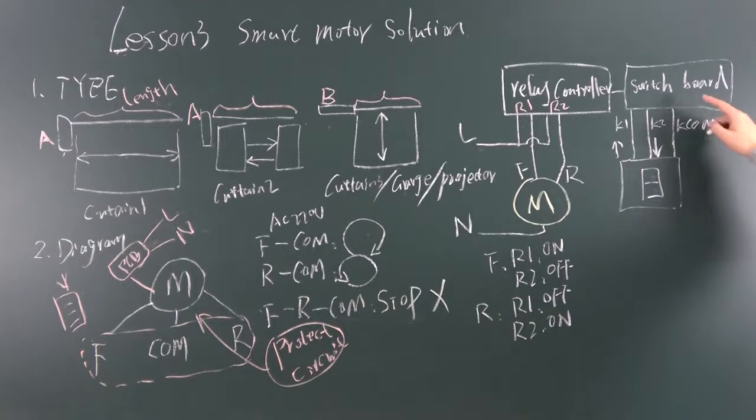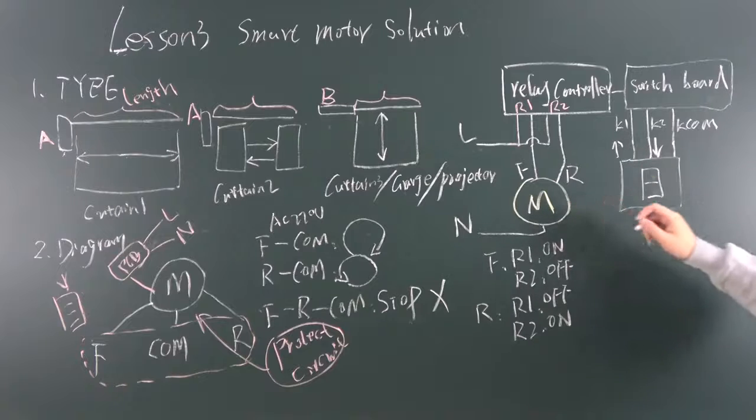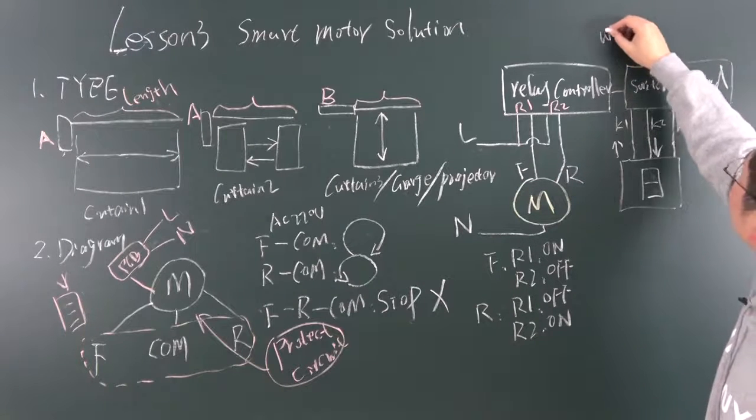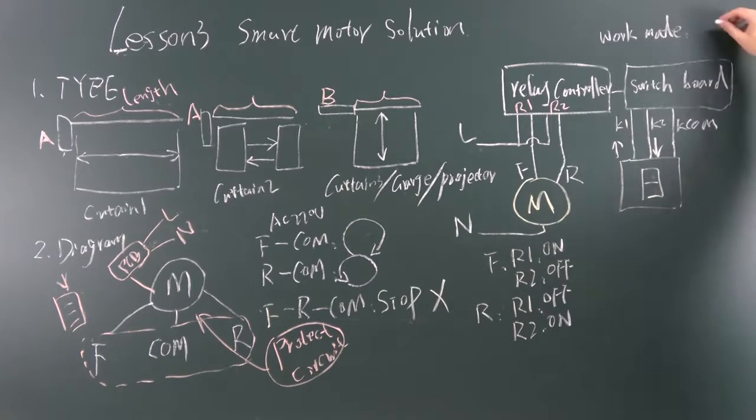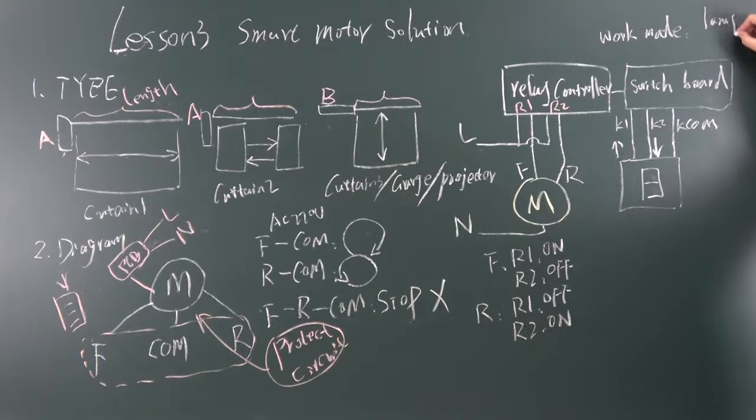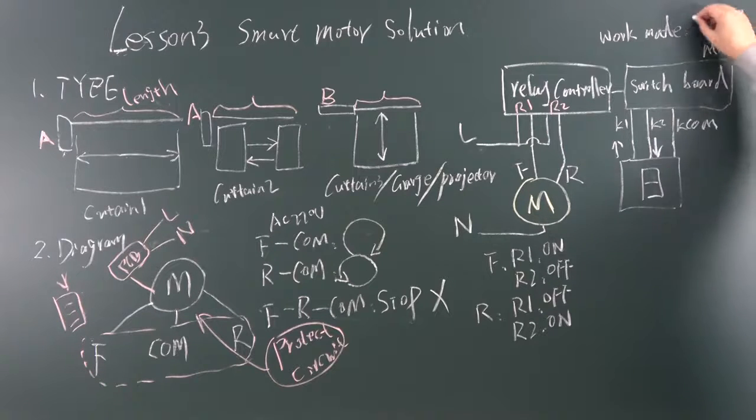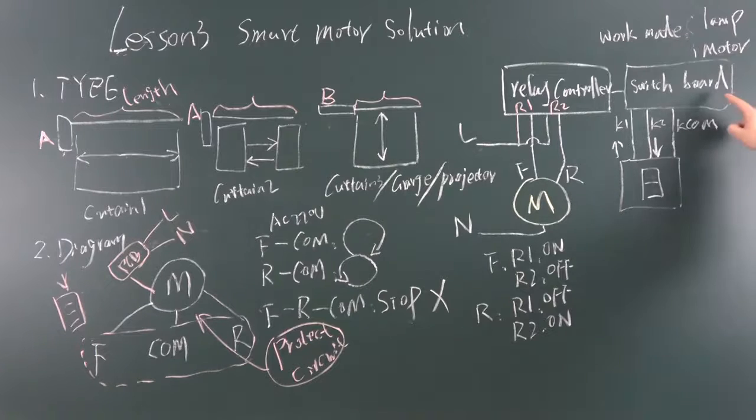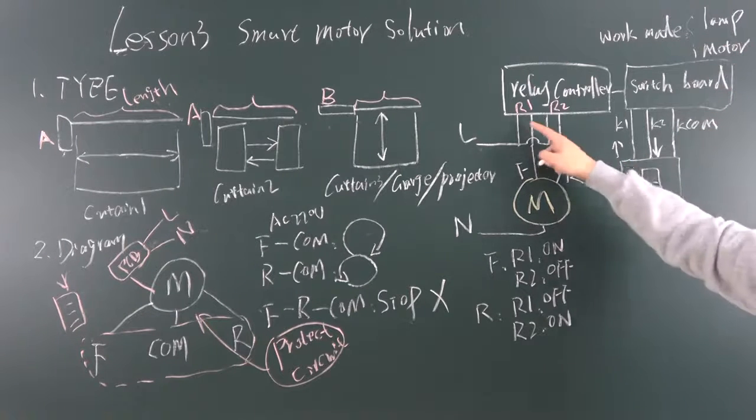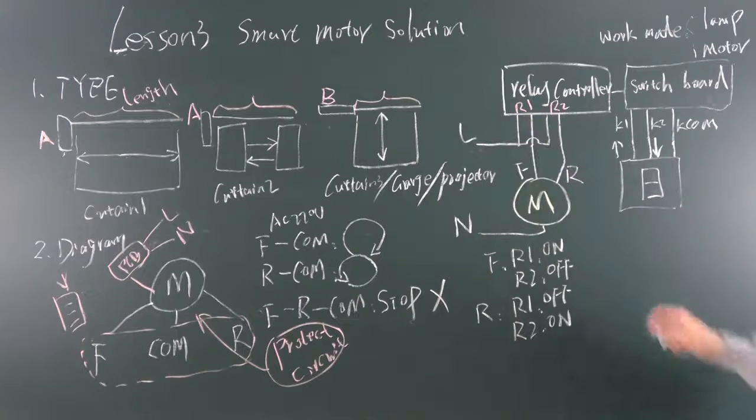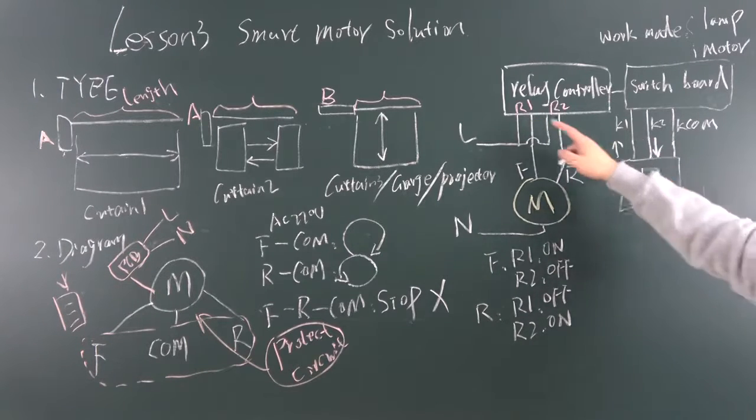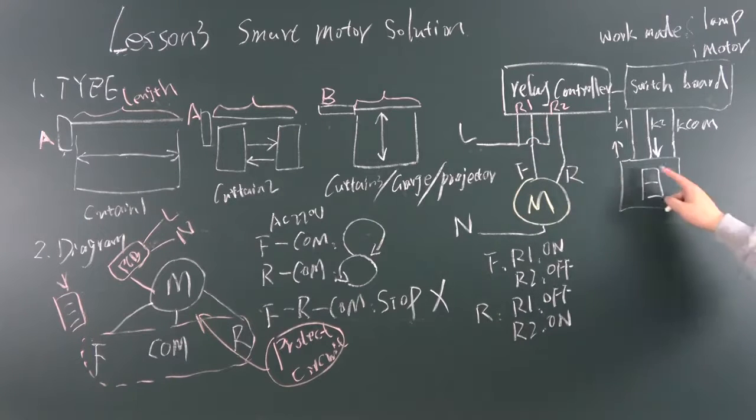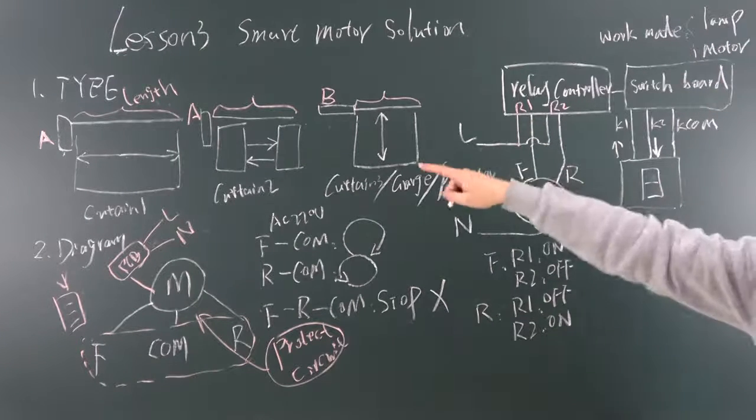This is set the switch terminal board for the motor work mode. The switch terminal board will have 2 work modes. One is for lamp. The second is for motor. When you set for the lamp, every button controls 1 relay. When set for the motor work mode, every button will be controlling 2 relays together. So this is the work mode for the curtain.